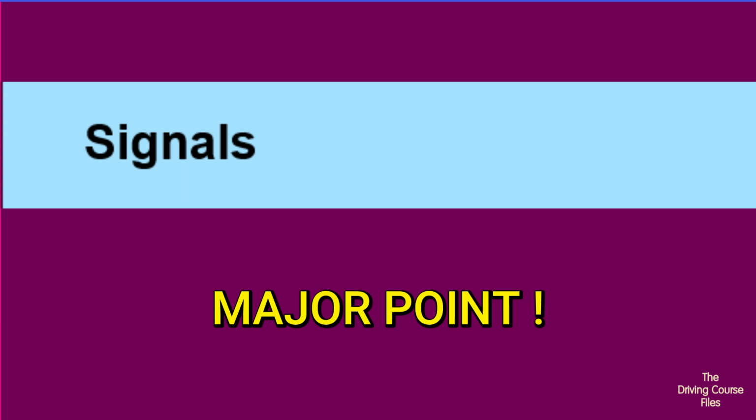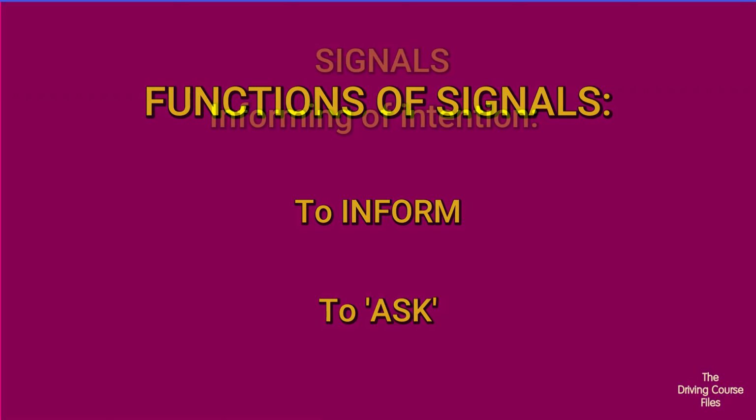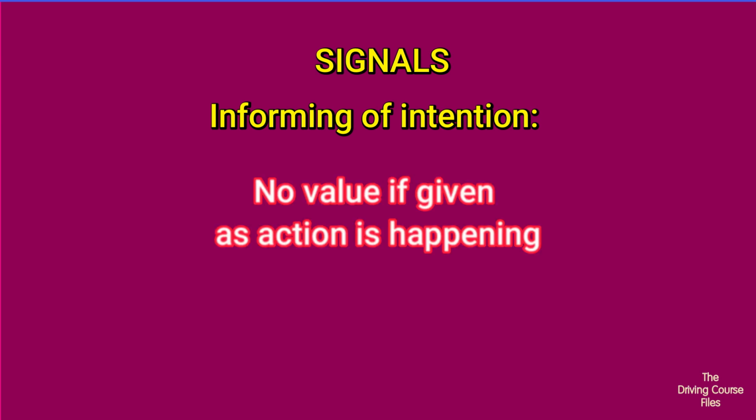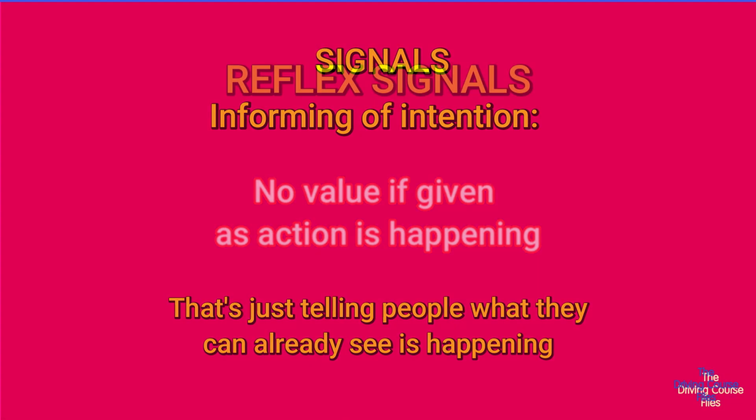And then we get to signals, and here is a major point to be made. The two functions of signals are: one, to inform of intention, and two, to ask, as in sometimes in the case of changing lanes. A key point is that signals perform no useful function if applied as a maneuver such as a lane change is being performed. That is only telling people what they can already see is happening.